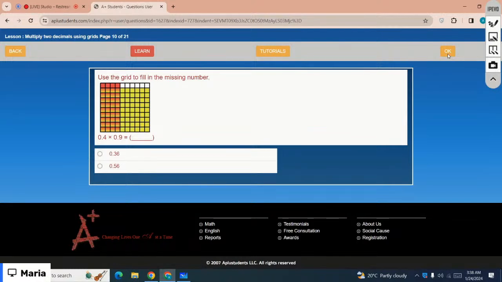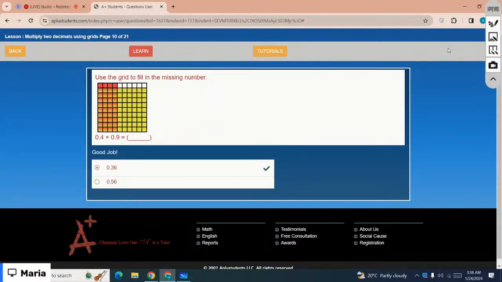Use the grid to fill in the missing number. So which number is missing? You are given both the numbers. You have to find the product. Very good. The correct option is 0.36. Option number 1 is the correct option.